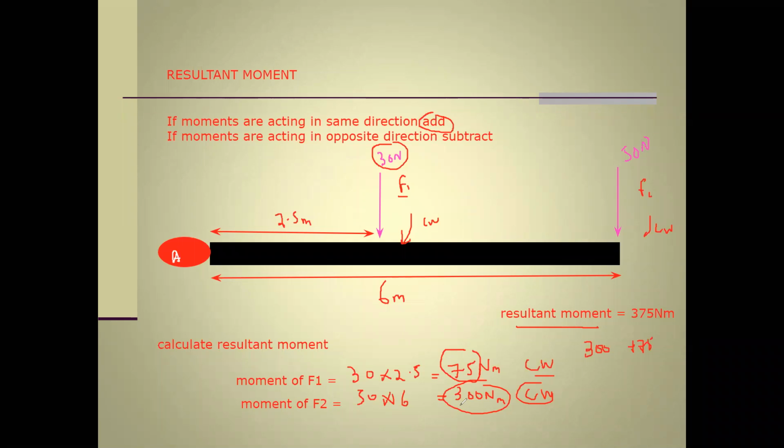In the same question, if I just change the direction of the arrow, what is the resultant moment? When it was clockwise and clockwise, the resultant moment is also clockwise. But if I change the direction of one of the forces, the 30 Newton force, now it is acting up. So as the 30 Newton force is acting up, it is causing an anti-clockwise moment.